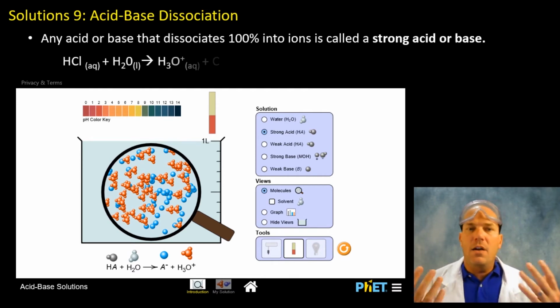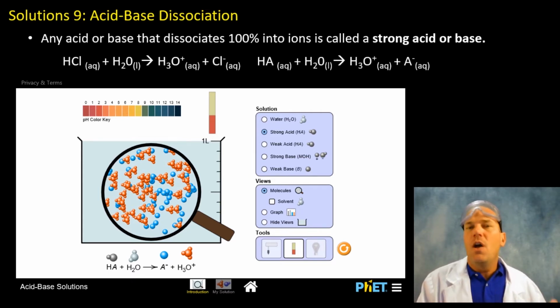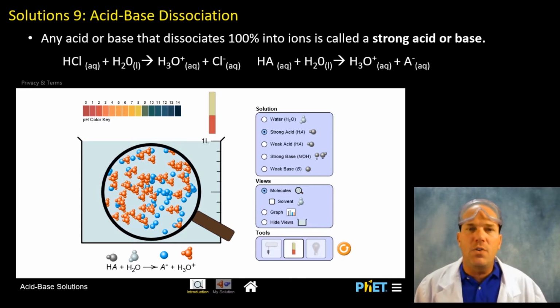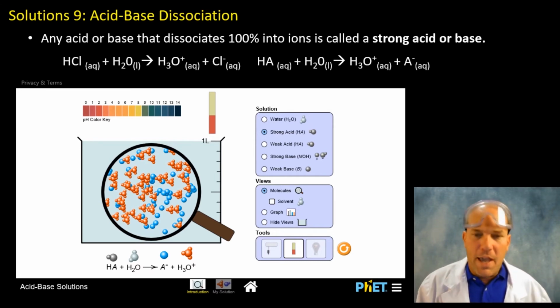Let's look at our dissociation of a strong acid. Hydrochloric acid is going to push 100% to the right and dissociate into hydronium, which means if we were to find the pH of hydrochloric acid, it would be very low, which is indicative of a strong acid.